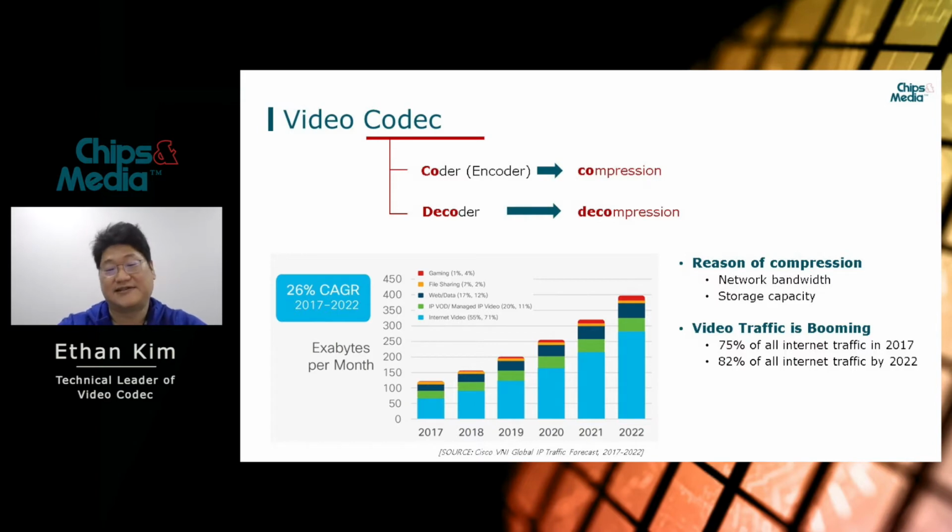These days, video traffic is rapidly increasing. From many reports and studies, video traffic took about 75% of all internet traffic in 2017, and it takes more than 80% in this COVID pandemic era. Thus, more and more efficient video codec standards are being developed.